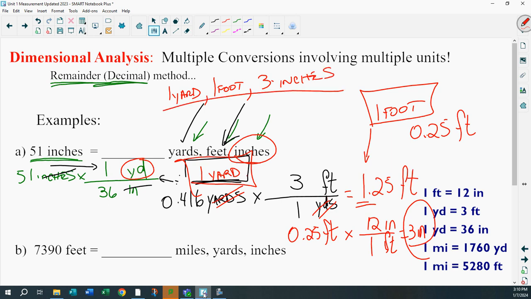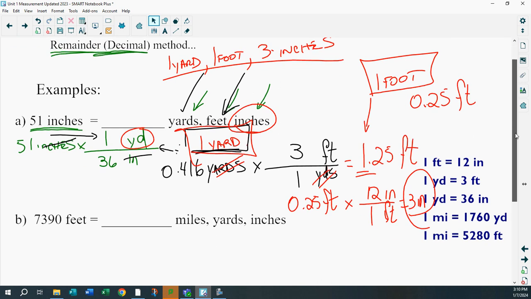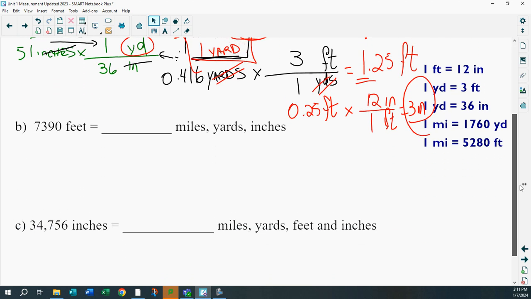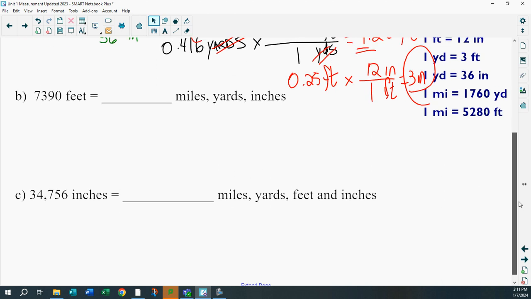Talk to your grandpa or your grandma about how to convert this. And they might show you something else that's really, really neat. But I got to tell you, this is probably the easiest and most logical way of doing things. Okay, let me show you how this works with B and C here. You ready? Okay, here we go.